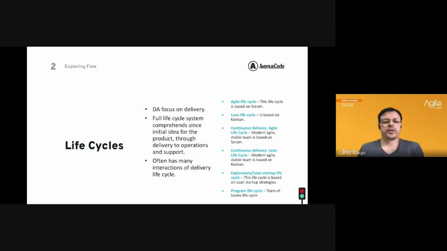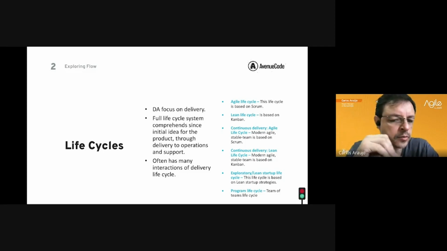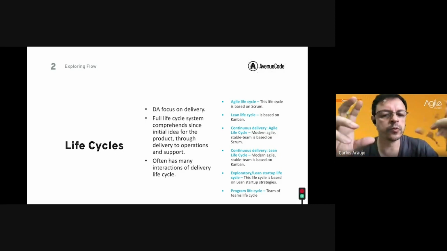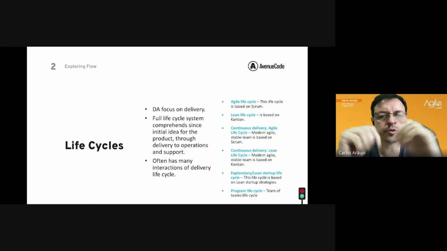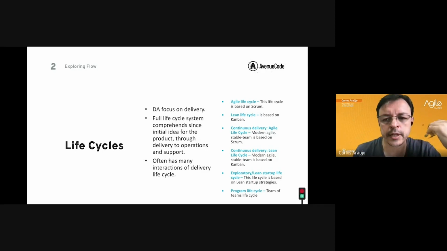Now let's talk a little bit about the flows, the life cycles. DA focuses on delivery. The full life cycle comprehends since the initial idea for the product through delivery to operations and support. It's an end-to-end solution that DA entails to deliver. It often has many iterations of delivery. We can talk about that.